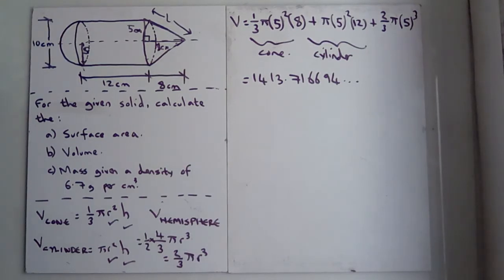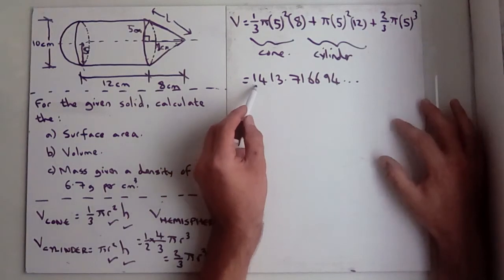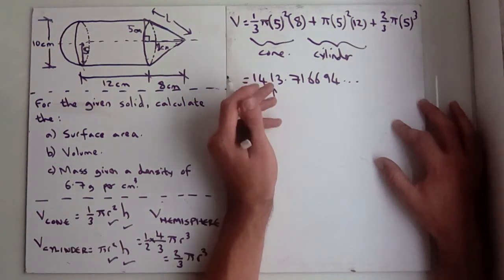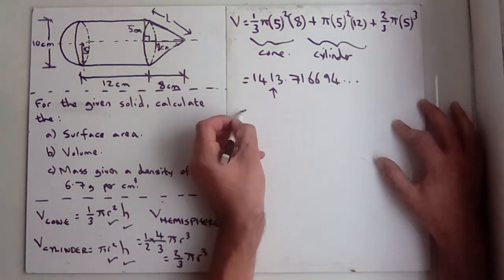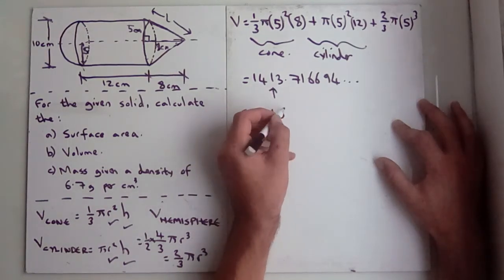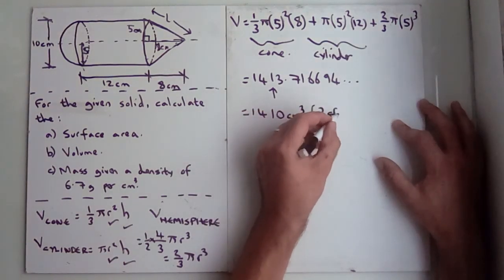So we haven't been told what to round to, so we will do 3 significant figures. So 1, 2, 3. The third significant figure is the 1. You look next to the 1, it's a 3. The 3 will not change the 1, so it's going to be equals 141, but we do need a placeholder, so 1410, and the units are centimeters cubed, so 3 significant figures.